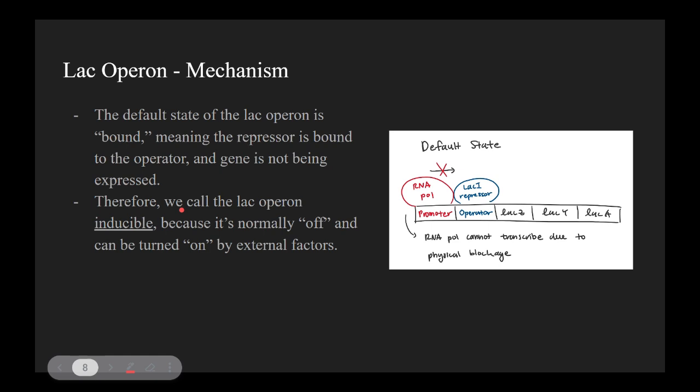So the default state, the normal state of the lac operon is what we call bound or off. And this means the lac-I repressor that we talked about here, it's normally on the operator. This means that the lac operon normally can't be transcribed and the genes aren't being expressed. As you can see here, the RNA polymerase can bind, but then it can't move forward because this lac-I repressor is here.